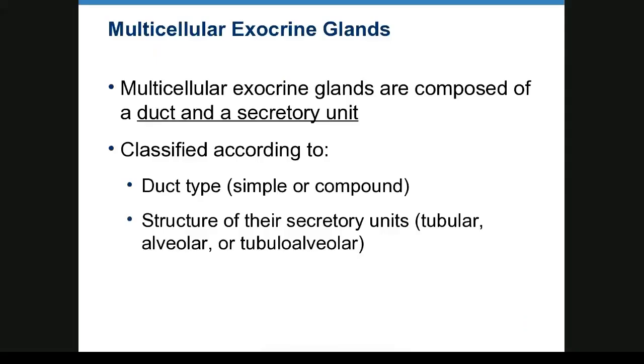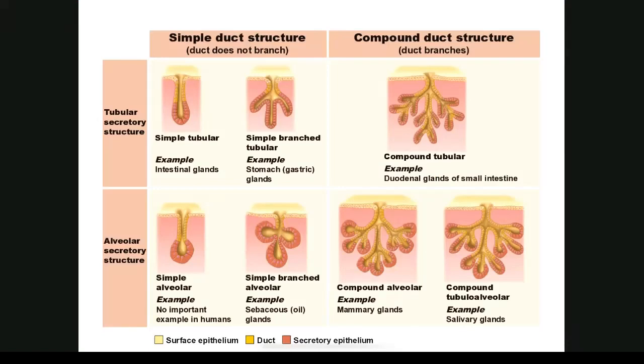Now, multicellular exocrine glands, they're going to have ducts and secretory units. The duct may be simple or compound, and we also look at the structure of their secretory units. They may be tubular, alveolar, or tubulo-alveolar. When we come over to this page, this is simple tubular. This is simple branched tubular, so they're tube-shaped, whereas this is simple alveolar, it's round.